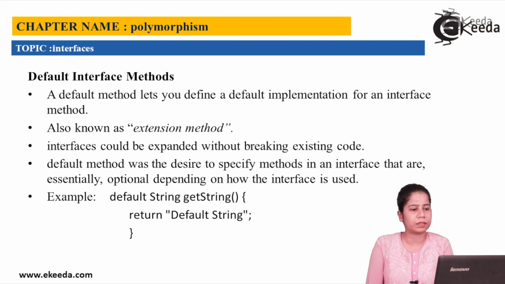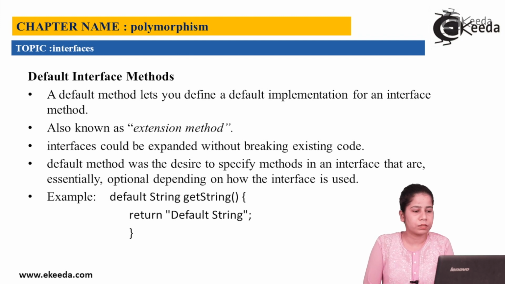A default method lets you define a default implementation for an interface method. It is also known as an extension method because you are going to add it afterwards, or it may be possible that you add it while creating the interface also. The interface could be expanded without breaking existing code. That's what we have talked about.